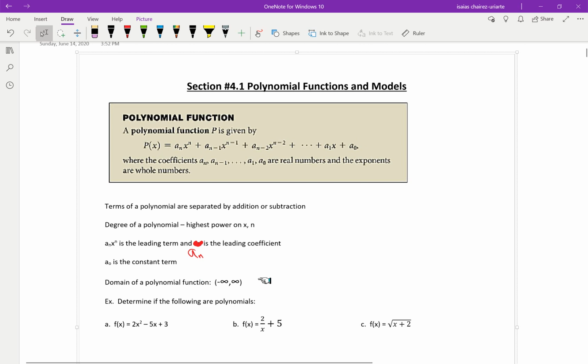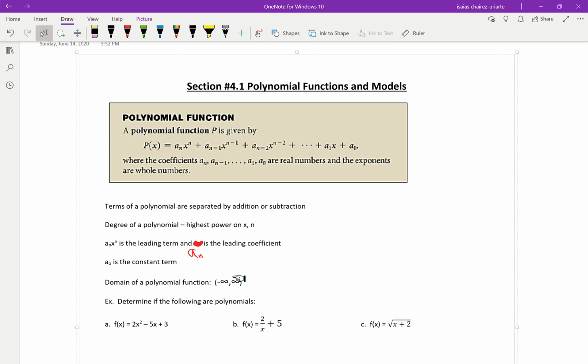The domain of every polynomial function, so if you're dealing with a polynomial, the domain is going to be from negative infinity to positive infinity. What that means about a polynomial is that they're nicely behaved. They do not have gaps, there's no holes in the graph, there's no crazy behavior. They're pretty smooth graphs that go from negative infinity to positive infinity on the x-axis.